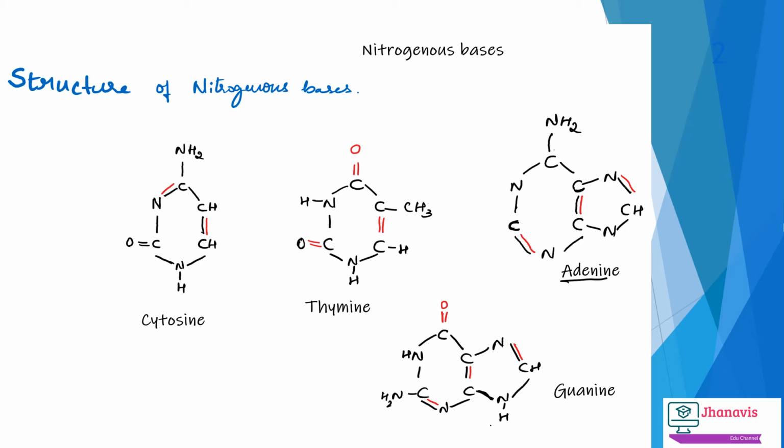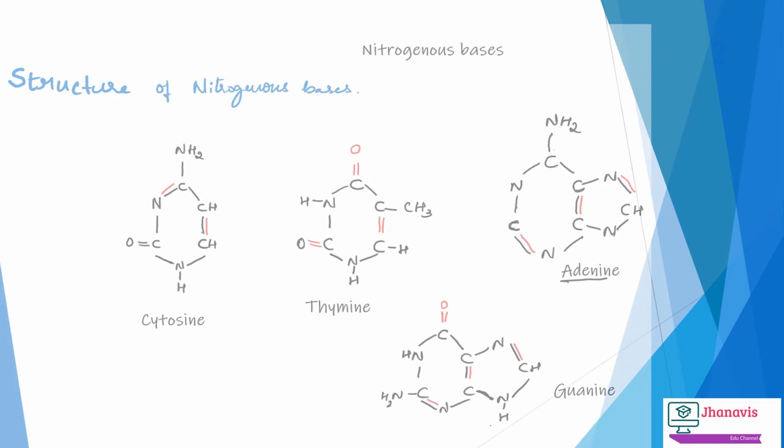So in this slide, we will talk only about the structure of nitrogenous bases. As we all know, nitrogenous bases are made up of carbon, nitrogen, and hydrogen with a double bond or a single bond, or alternating single and double bonds, to satisfy their valencies and to exhibit a stable configuration.